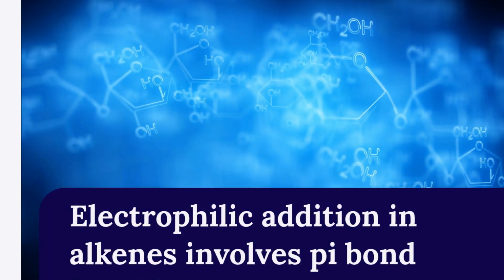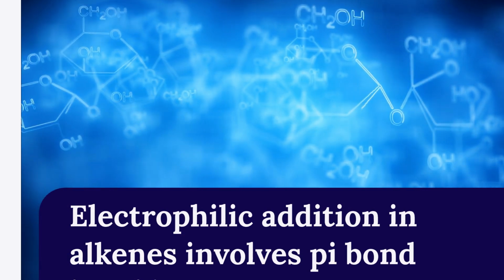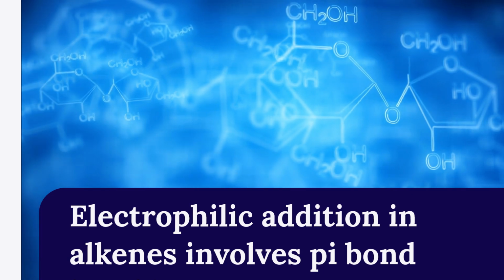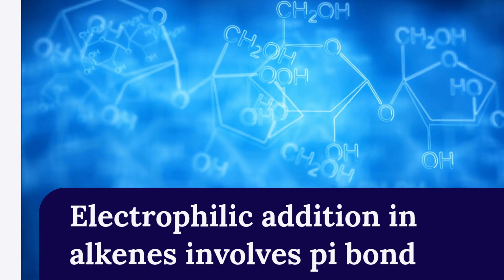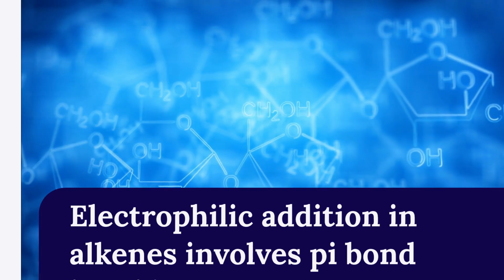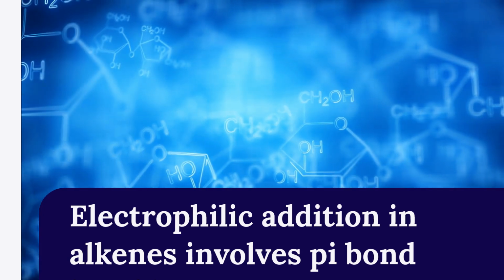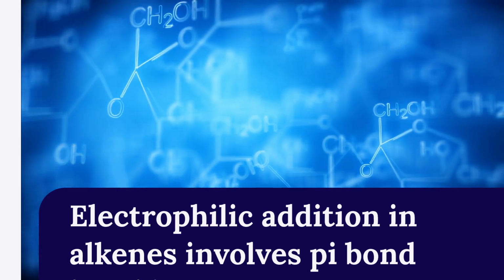Alkenes undergo electrophilic addition due to the electron-rich pi bond. Electrophiles are attracted to high electron density regions. The mechanism involves breaking the pi bond and forming a carbocation. A nucleophile then attacks the carbocation. This explains the formation of specific products.